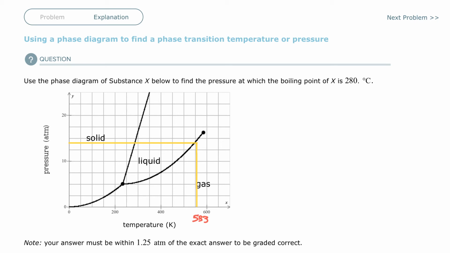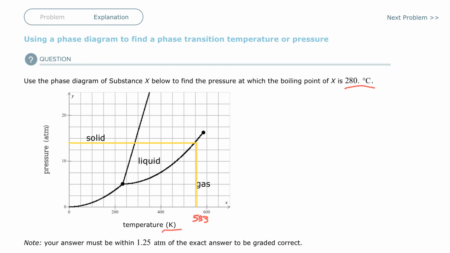Now, the temperature is along the bottom in Kelvin, and this is a trick. That's in Celsius, but this is in Kelvin, so you have to change it. And then, what's the pressure corresponding to that temperature? Well, it's where the point is. You go up to the line, and then you read the pressure at that point as well. So you make a box.